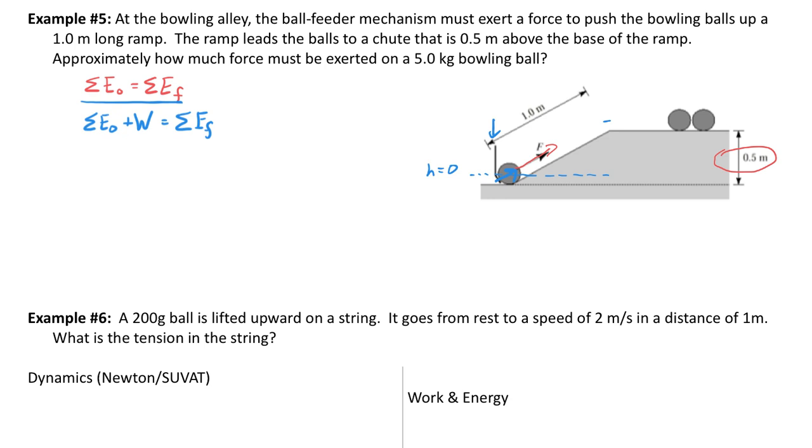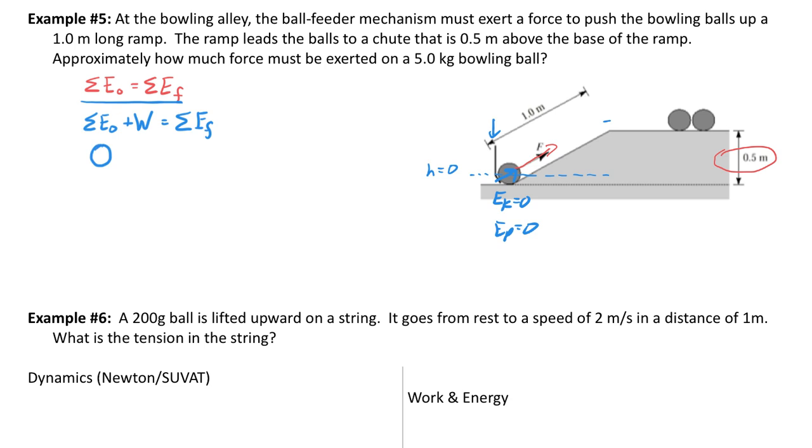So we're going to assume the most difficult situation so that we know 100% sure our mechanism will be able to get the ball up to the top. And so we're going to say it doesn't have any kinetic energy at the beginning either. So no kinetic and no gravitational potential at the beginning. So the total energy at the beginning is 0.